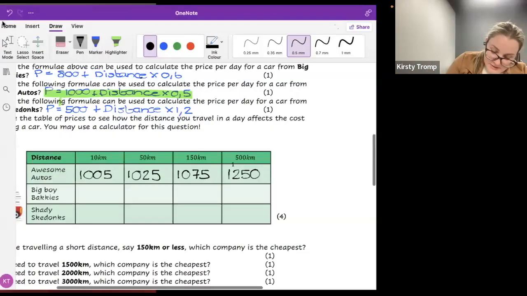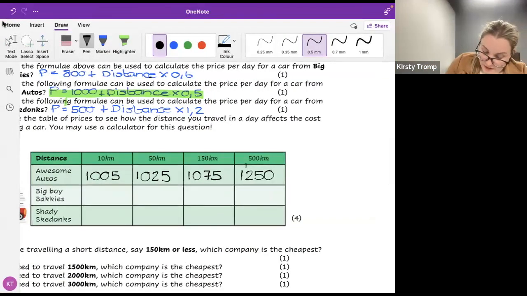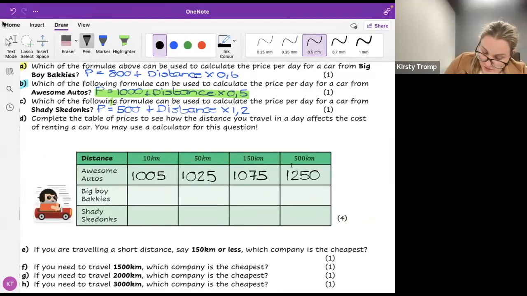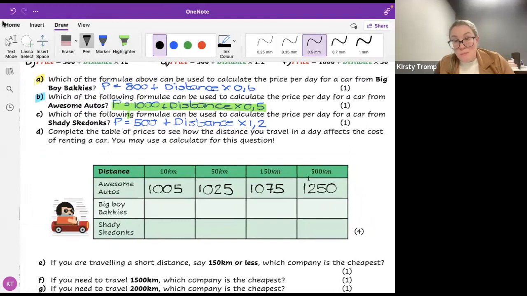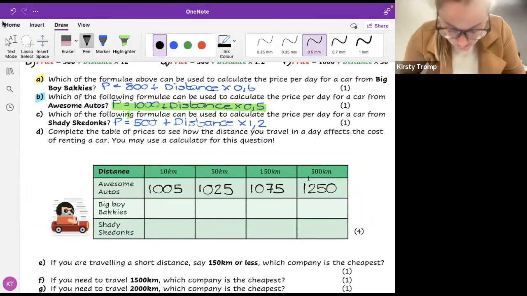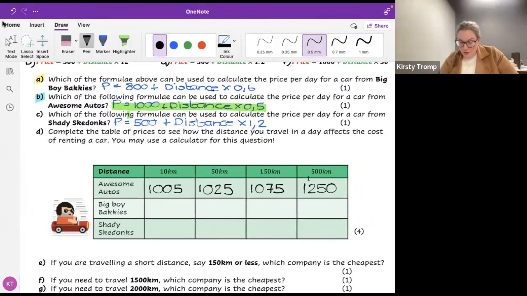All right, so you guys are going to go fill in your tables now using your formulas. Remember to use BODMAS, please. The formulas are written down there for you. Remember to use the correct formulas and go and fill in your tables. Okay.